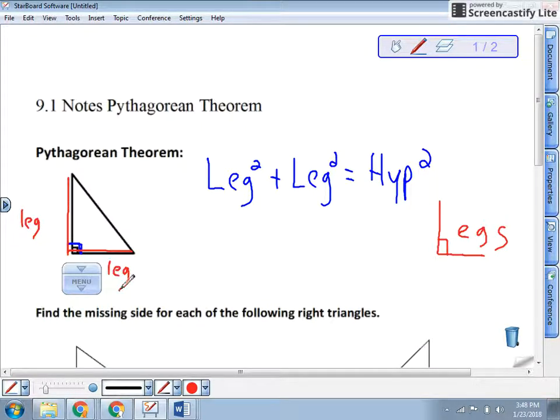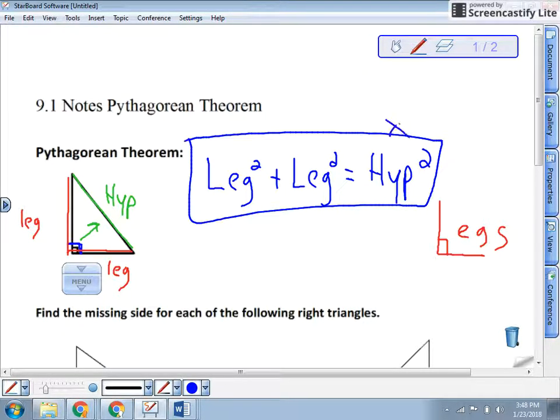And then the hypotenuse, that's the side that's across from the 90-degree angle. It's the non-leg side. It's the only side that's not a leg. Longest side, whatever you want to call it, that is the hypotenuse. So there is your formula right here. Remember, it's always equal to the hypotenuse squared. A lot of times people want to set it equal to the unknown. It's always equal to the hypotenuse squared.